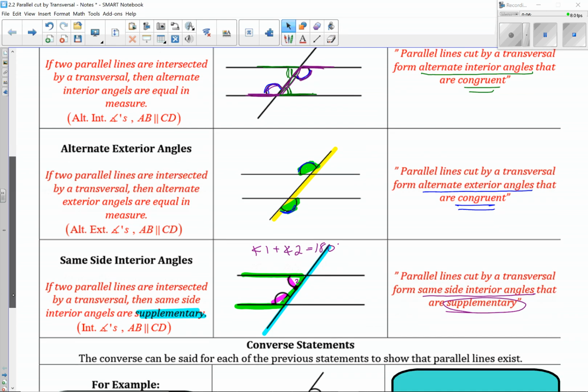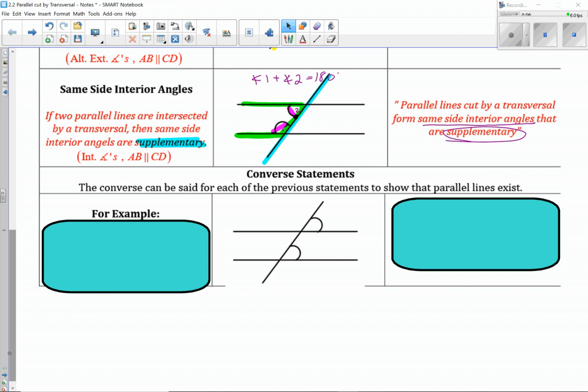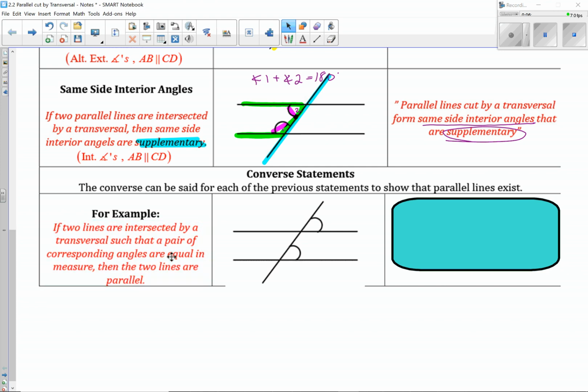We've got one other thing. We could do a converse statement, meaning I can go backwards. We could do this with any one of them. I'm just going to show it here with the corresponding angles. So if I can prove that I have two pairs of corresponding angles from a transversal of two lines, I can prove that those two lines are in fact parallel to each other.